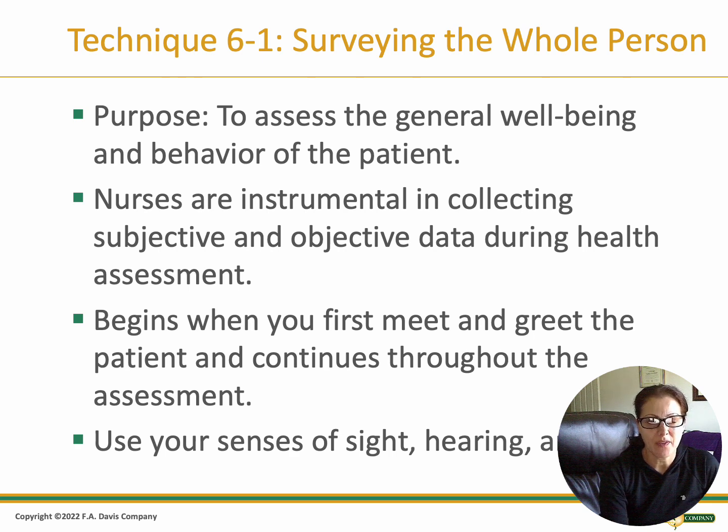So, surveying the whole person, when we're talking about general survey, we're talking about assessing the general well-being and behavior of the patient. And we usually get this information when we are first encountered with them, also by collecting their health history. We are instrumental in collecting both subjective and objective data, and of course it always begins with your subjective data. And you're using your sense of sight, your hearing, your sense of smell as part of your inspection to collect information about the general survey of your patient.